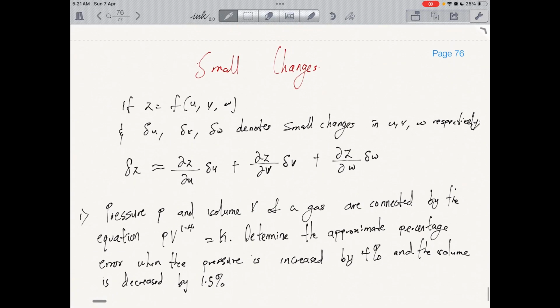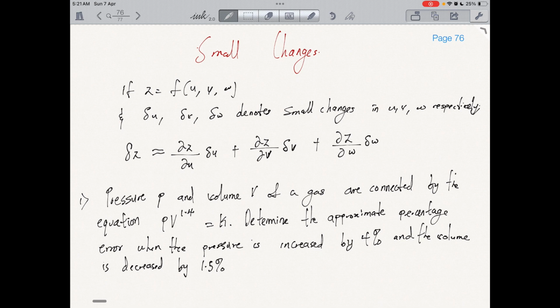Now let's take a look at small changes. We have been doing a lot on partial differentiation, and the last part we'll be considering regarding that aspect is small changes.